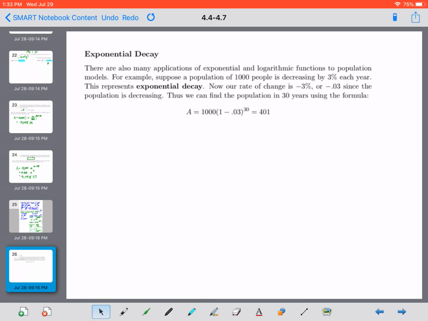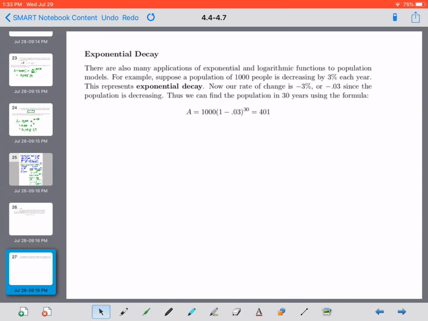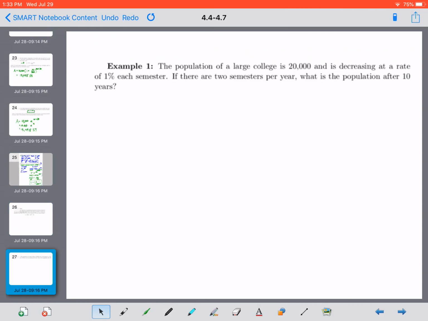Let's do another example. Let's say that the population of a large college is 20,000 currently, but it's decreasing at a rate of 1% each semester. All right, so our rate here of 1% would be 0.01, but it's decreasing, so it's really a negative 0.01 since it's going down. Not only that, but it's going down each semester, not just every year, but every semester you're losing another 1% of your population. So if there's 2 semesters every year, we want to figure out what the population will be after 10 years.